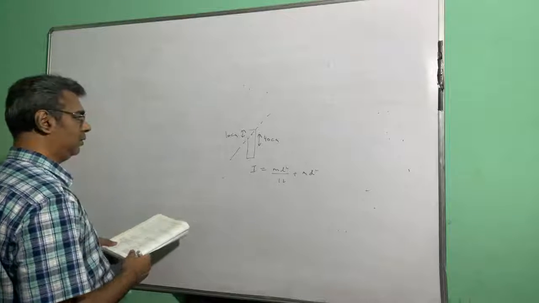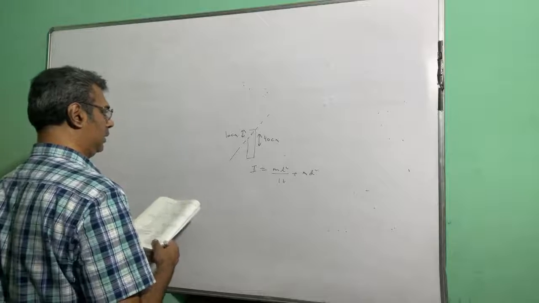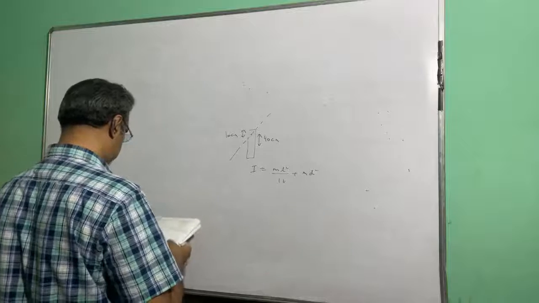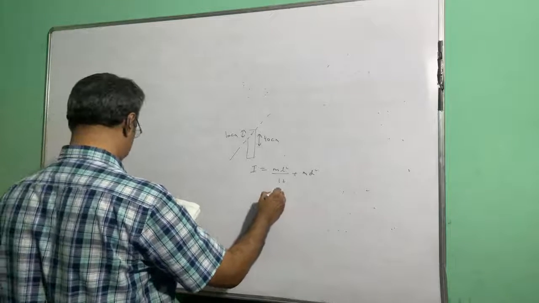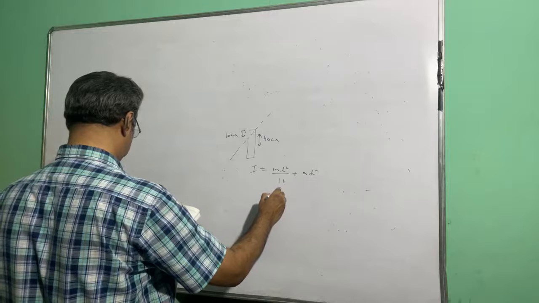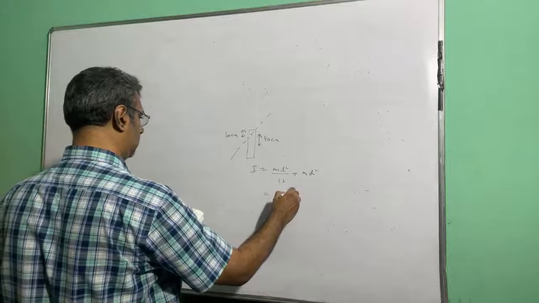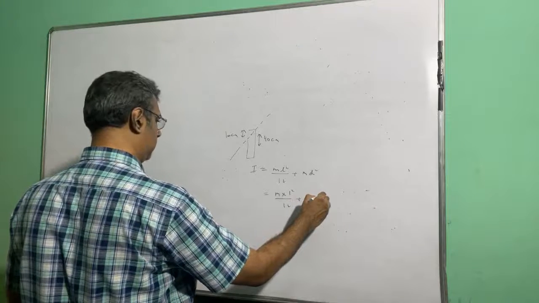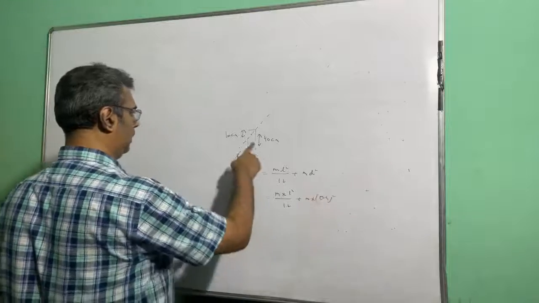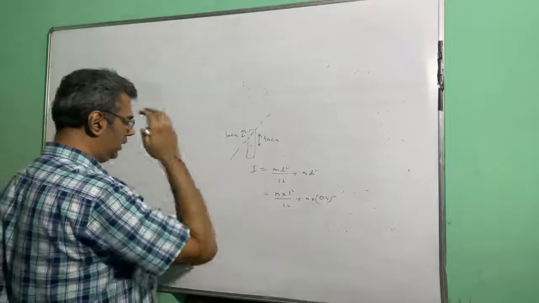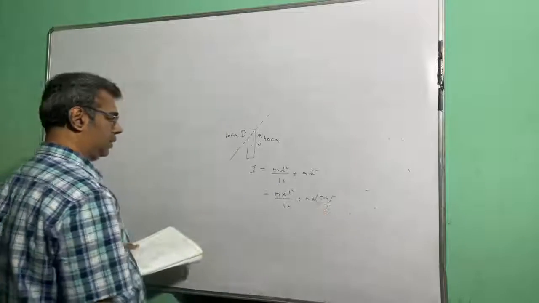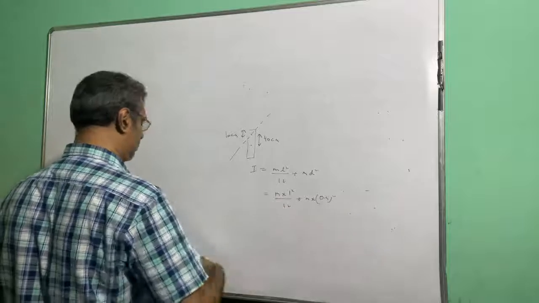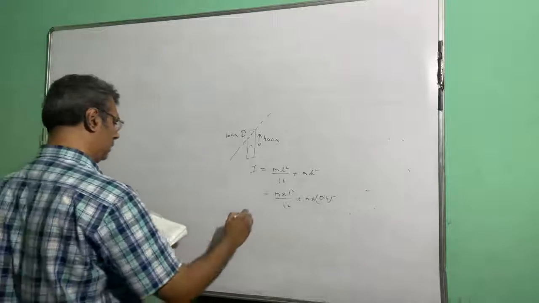First we have to find the moment of inertia. For moment of inertia, you have to use the parallel axis theorem. So ml square by 12 plus md square. In this formula, L is 1 because it's a meter stick, and d is 40 centimeter, because from the center it is 40. So m into 0.4 square. So m into 1 square by 12 plus m into 0.4 square. This is the moment of inertia.